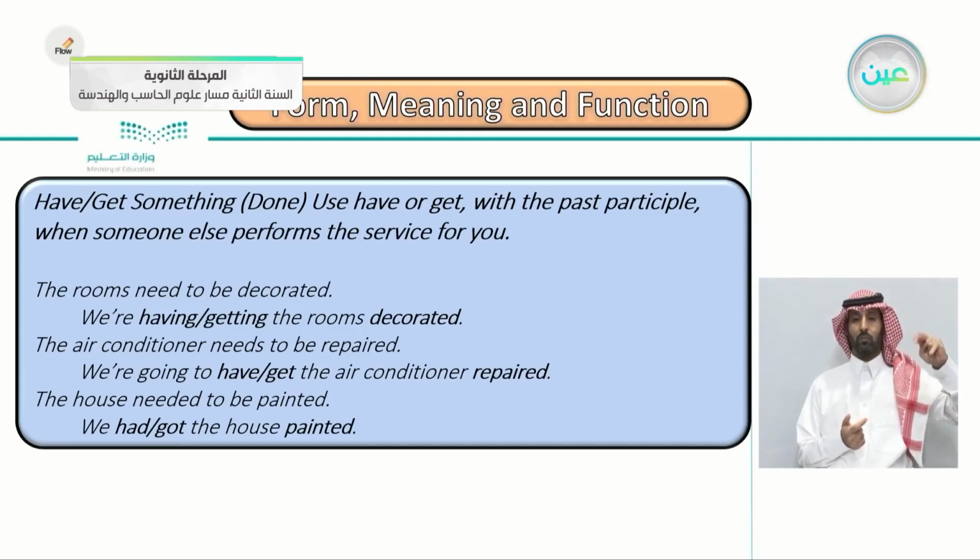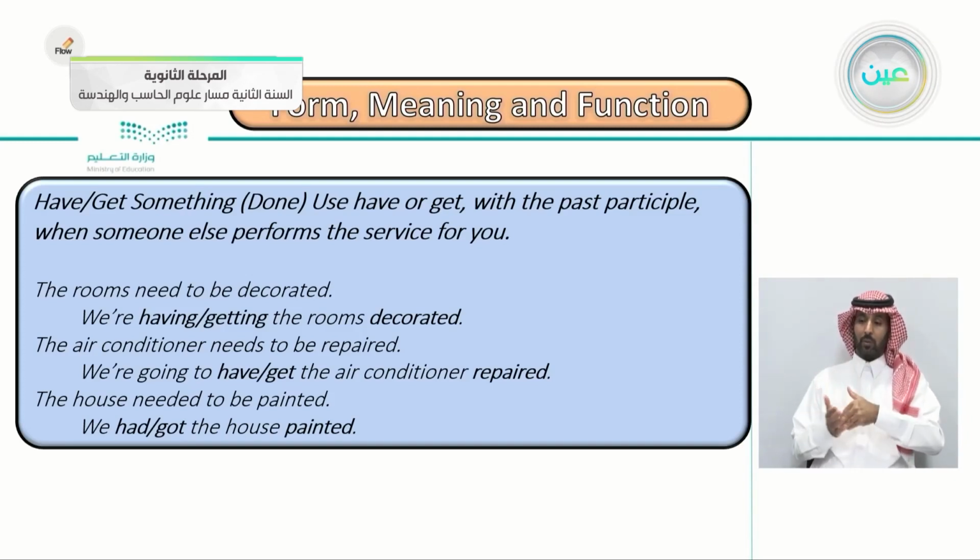The second example: the air conditioner needs to be repaired. How do we write it? We're going to have or get, both are the same, the air conditioner repaired, the past participle repaired. Third example: the house needed to be painted. We had or got the house painted.